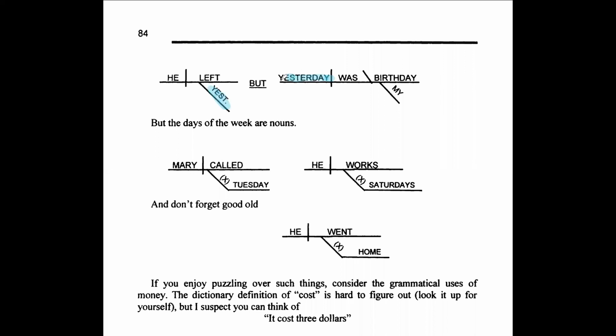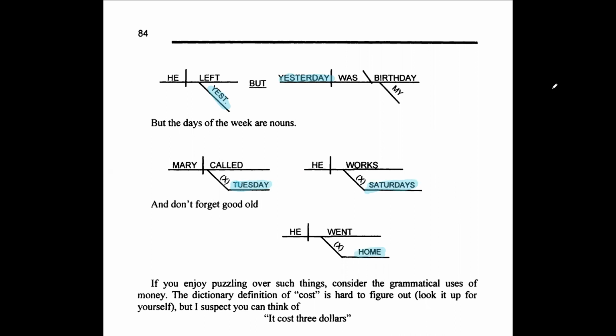But the days of the week are nouns. If you look into a dictionary, they are nouns. So, Mary called Tuesday. Here, it's an adverbial noun. Okay, when, perhaps. He works Saturdays. When? Saturdays. So these are nouns that are acting as adverbs. He went home, right? Where? It's answering where. Also an adverb.